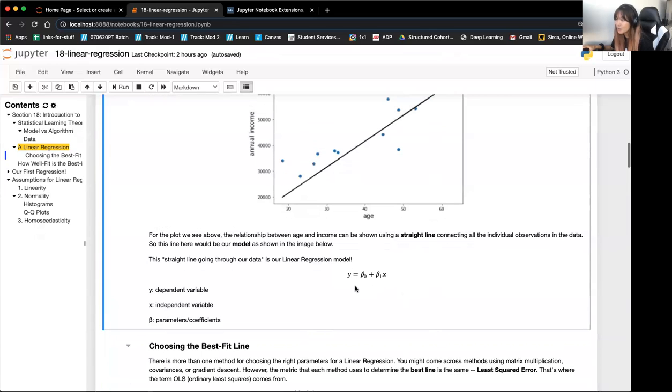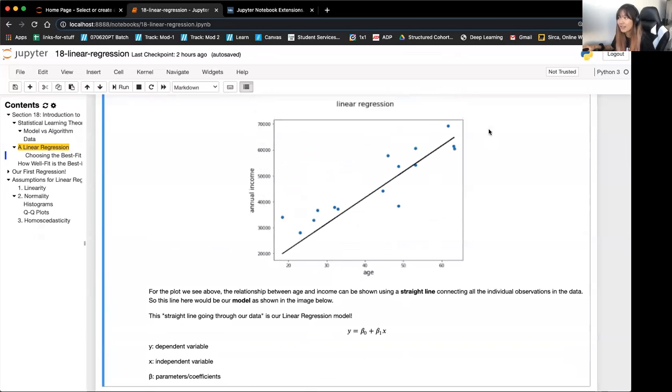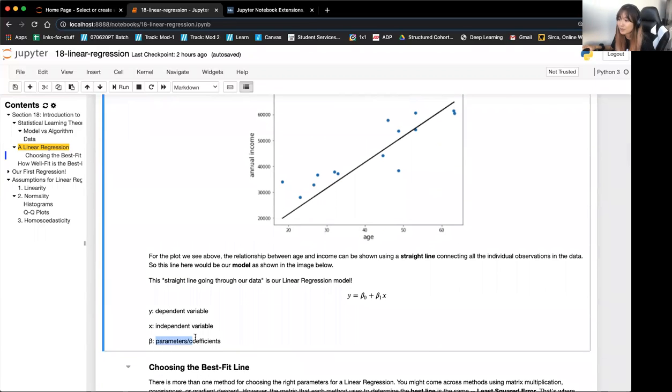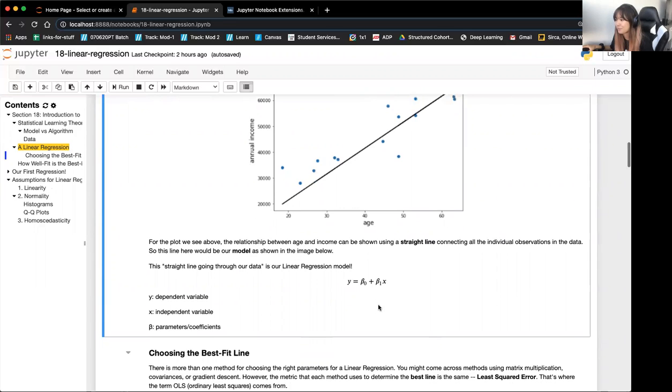The idea is we want to choose the best beta 0 and beta 1 to create the line that fits this data the best. Cool? Any questions so far? Awesome. These betas are known as parameters or coefficients. Typically, in a more general sense, they're called parameters, but specifically for a linear regression, they're called coefficients.